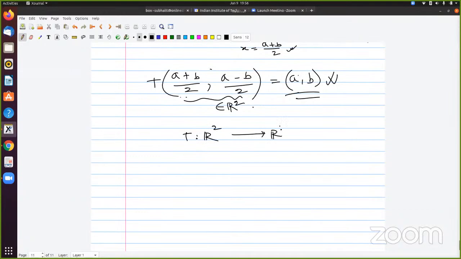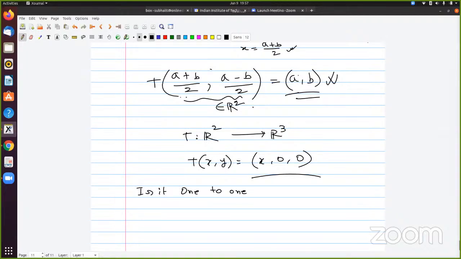R2 to R3, suppose I am taking T(x,y) as (x,0,0). Is it onto? Is it 1-to-1? No. Why? Because we can have (2,1) and it will be (2,0). You can have (2,2) and it is still (2,0). Exactly. So in place of y, there can be any element. Eventually, it will give me the same image, right? Yes. So sir, I didn't understand the reasoning, sir.